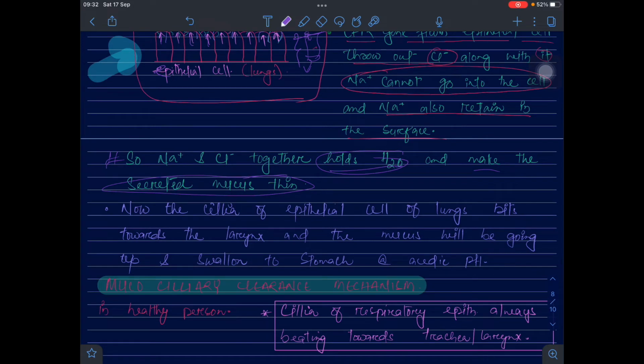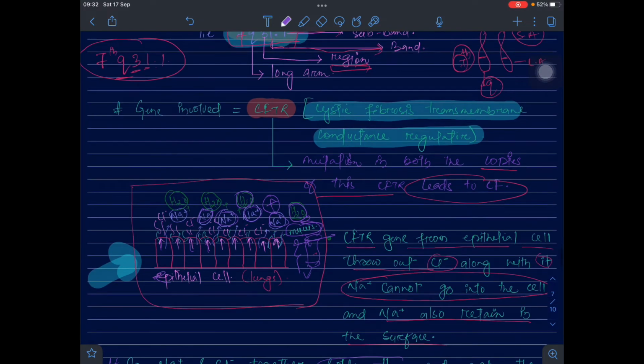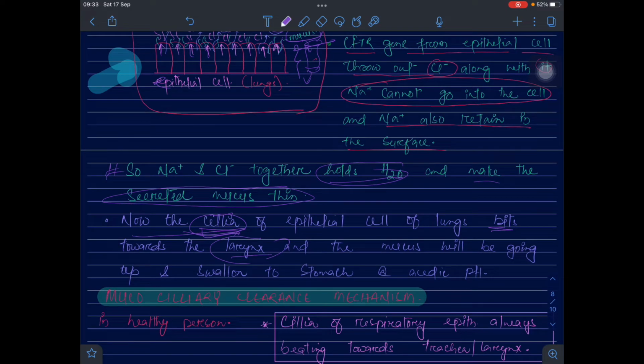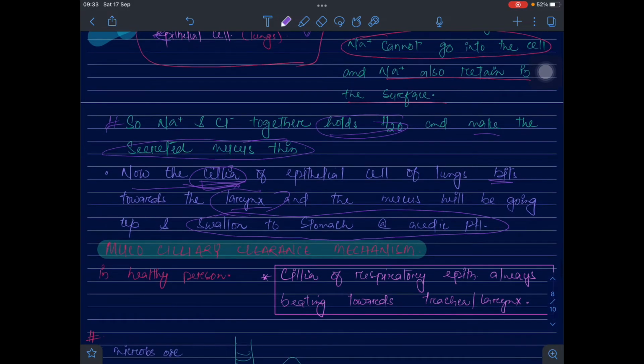Now the cilia. We all know that in the respiratory pathway there will be different cilia. Cilia of the epithelial cell of the lung always beat towards the larynx. Suppose this is the larynx, so it will always beat towards the larynx, towards this direction. Suppose this is the mouth here and down here. Just know that it beats toward the larynx, and the mucus will go up to the larynx and get swallowed down to the stomach, which has a very acidic pH. We know that there is a very acidic environment in the stomach. So this mechanism is known as the mucociliary clearance mechanism.